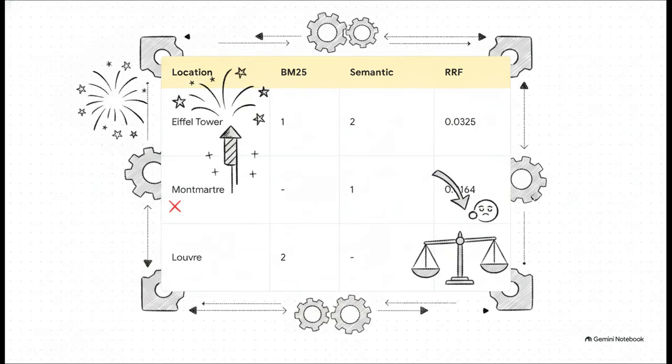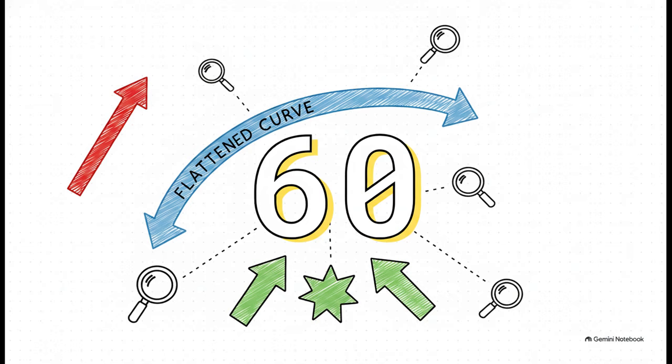Notice how the Eiffel Tower rockets to the absolute top of the final list. Why? Because it literally aggregates points by ranking highly on both the keyword and the semantic lists. It wins by sheer consensus. Meanwhile, Montmartre, which ranked number 1 semantically but didn't even register on the keyword list, gets pushed way down. RRF intensely rewards agreement. Now, this magical math relies on a specific smoothing constant, which is typically set to 60.